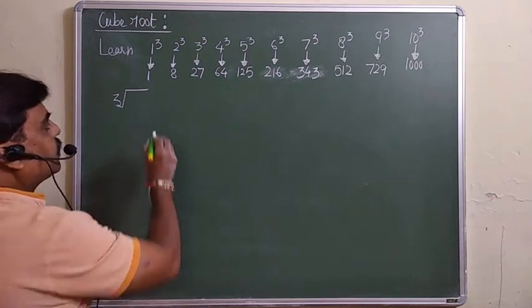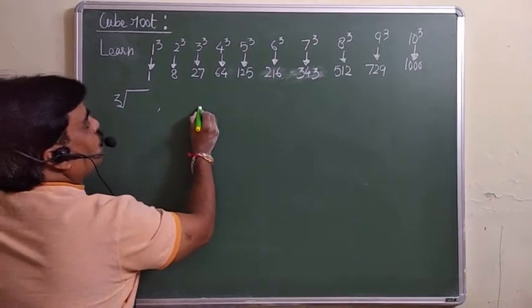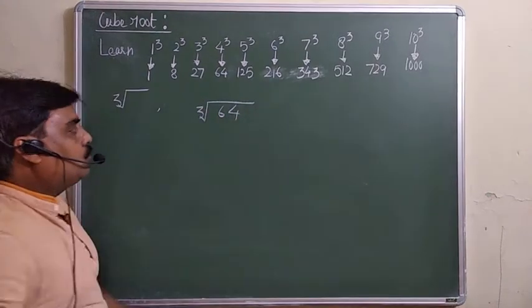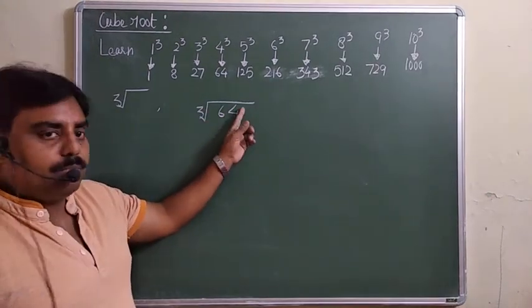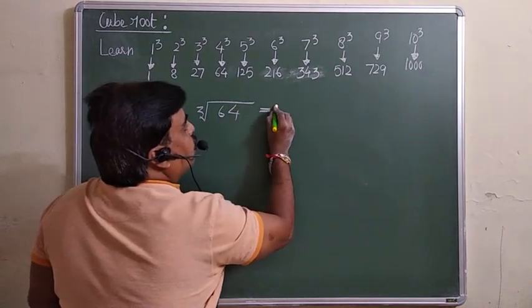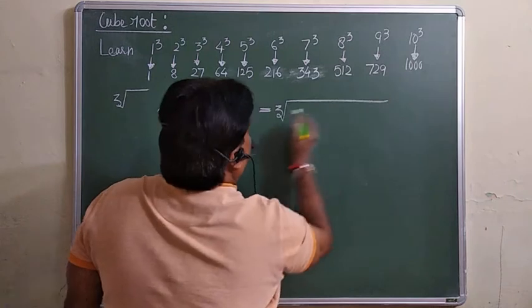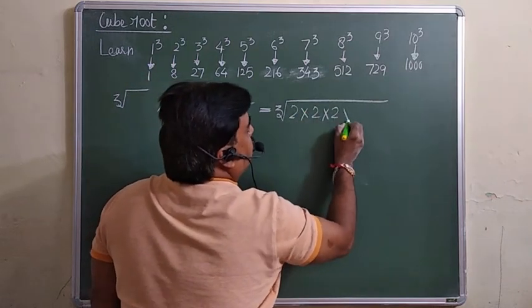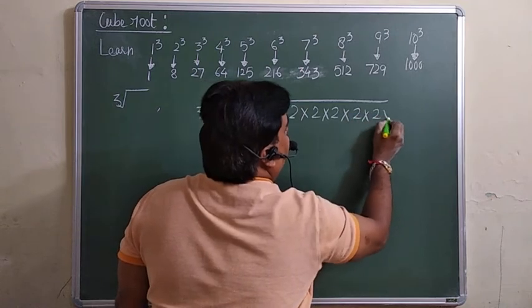If we talk about the traditional method, suppose you want to find out the cube root of 64. What are we going to do? We are supposed to do the factorization of this number. अगर हम ट्रेडिशनल मेथड से बात करेंगे तो हम इसके factor करेंगे. So the factors of this 64 will be 2 into 2 into 2 into 2 into 2 into 2.